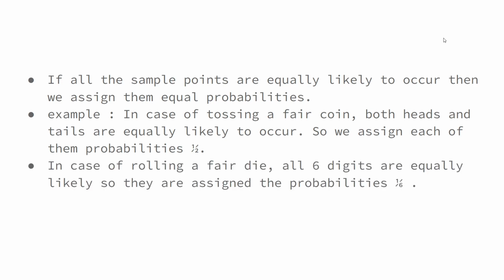Okay, the same thing happens even for rolling a die. When rolling a fair die, all 6 sides are equally likely to appear, so they are assigned the probability 1 by 6. Again I'm saying a fair die here, so all the 6 numbers have an equal chance. Okay.